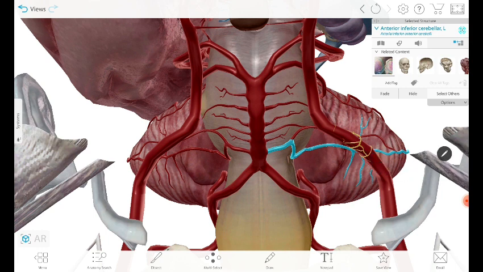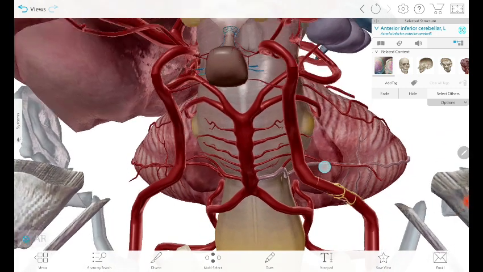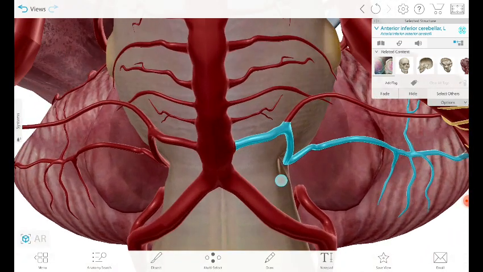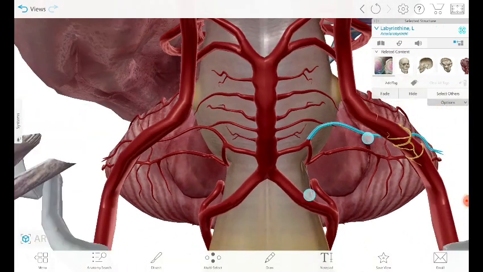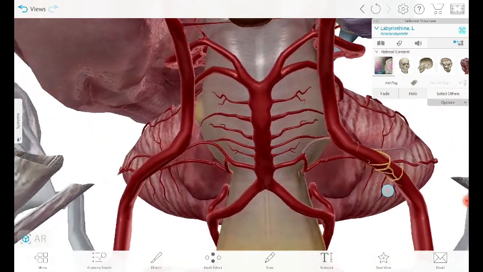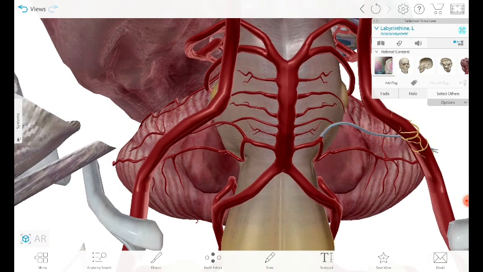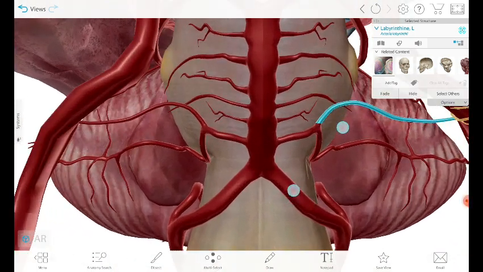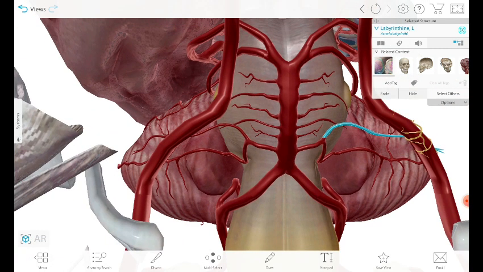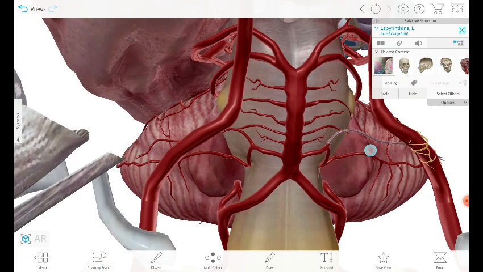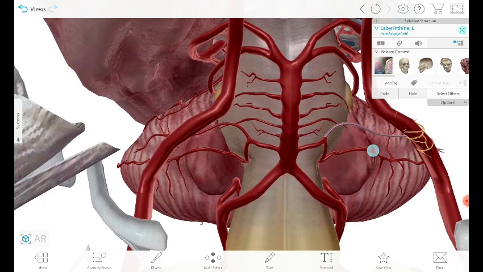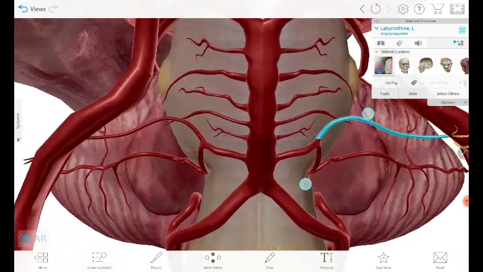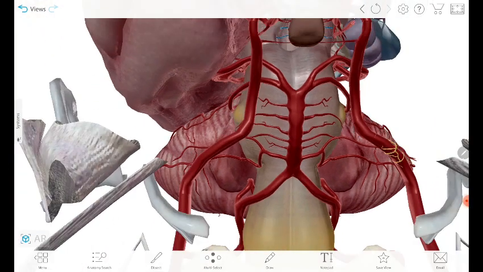And there's one more branch which goes by the name of labyrinthine artery. So in this model, it has been shown to be arising from the anterior inferior cerebellar artery, but it can also arise directly from the basilar artery. So it can be directly a branch of basilar artery as well. So these are the 5 branches of the basilar artery.